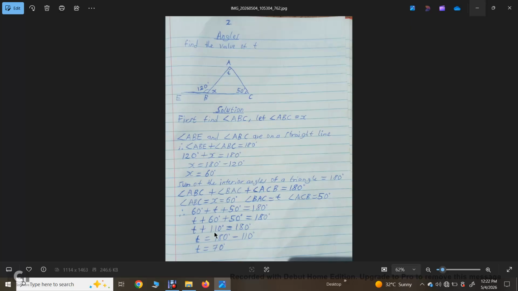Whenever a number or a term crosses an equal sign, its sign changes. When the sign is negative, it changes to positive, and when it is positive, it changes to negative. Here this sign is positive, so when it crosses the equal sign, it becomes negative. So t is equal to 180 degrees minus 110 degrees. Therefore t is equal to 70 degrees. So the final answer, the value of t, is 70 degrees.